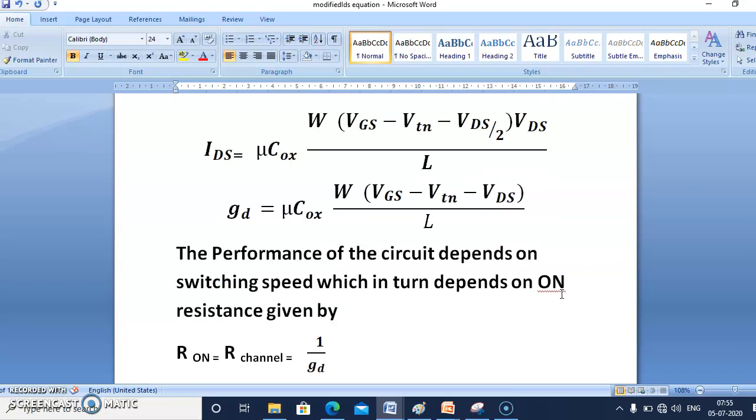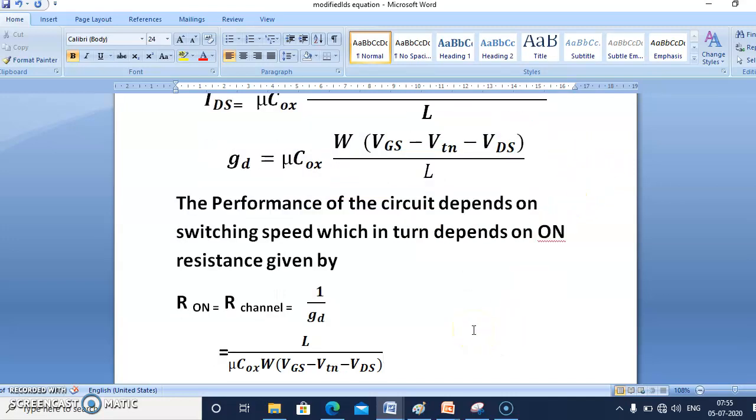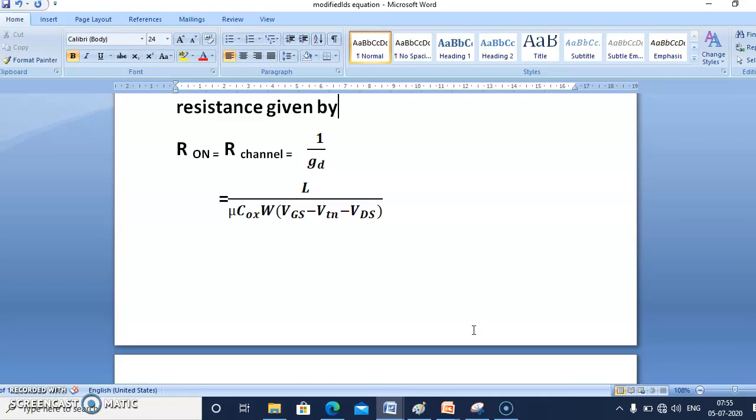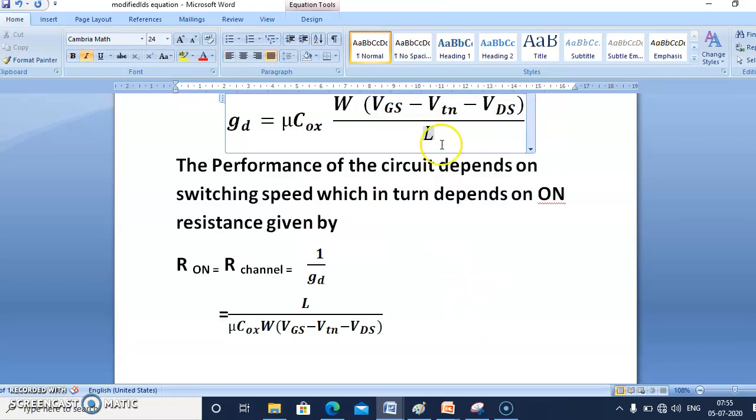The performance of the circuit depends on switching speed, which in turn depends on the on-channel resistance. We have calculated GD, and 1 by GD gives the on-channel resistance. R-on is equal to 1 by GD. If we do the reciprocal, inverting numerator and denominator, we will have R-on.